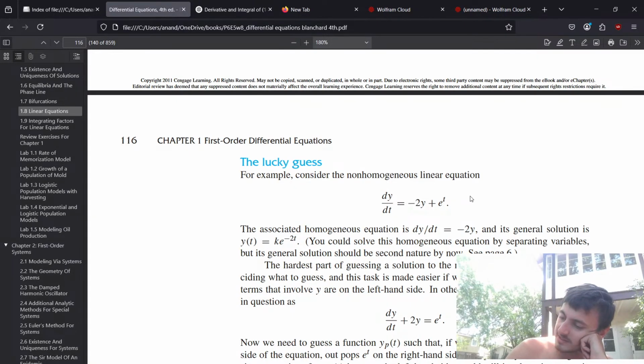Okay, so y dot equals minus 2y plus e to the t. So the homogeneous part of it is y dot equals minus 2y. So yh of t is equal to ke to the minus 2t.